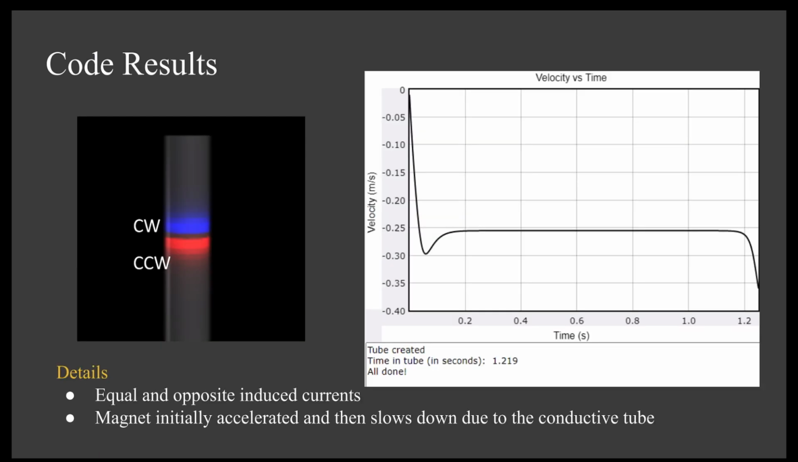The results of this code show that the magnet should fall in 1.219 seconds. The graph starts with a steep decline to show the accelerating magnet before it enters the tube, and it flattens out after it falls at constant velocity through the aluminum tube. The blue and red colors show the induced current through the aluminum foil that are equal and opposite in magnitude. One of the currents is the induced current of the foil, and the other is the induced current of the magnet. And that's why you can see that one is rotating clockwise and the other is rotating counterclockwise.